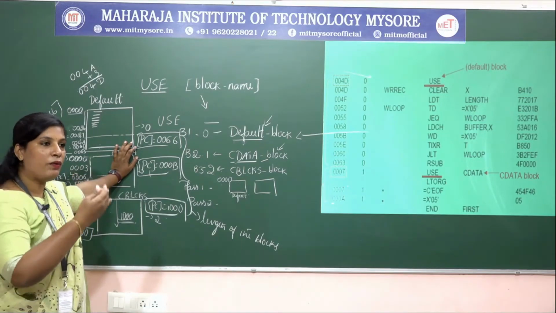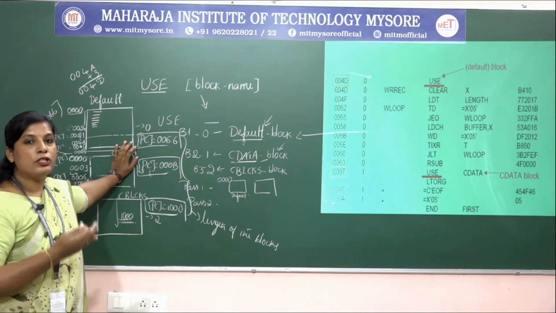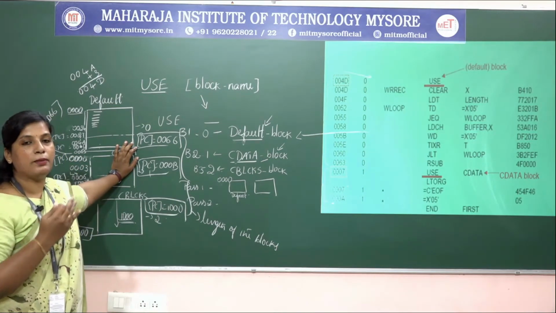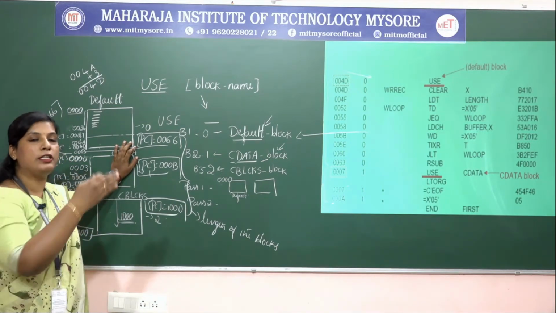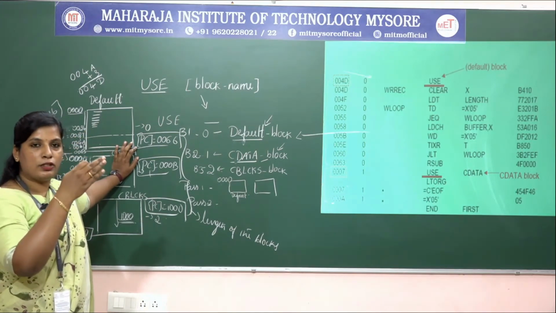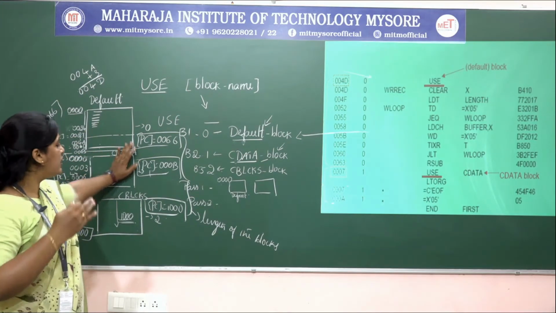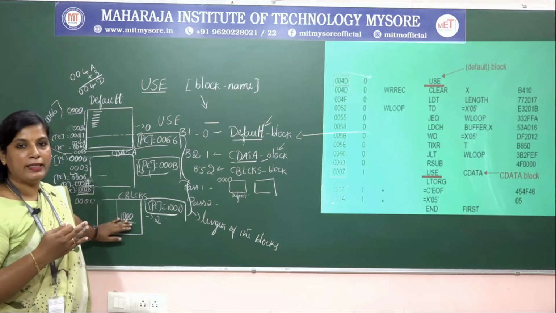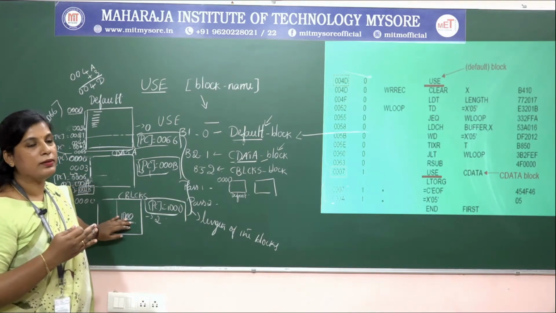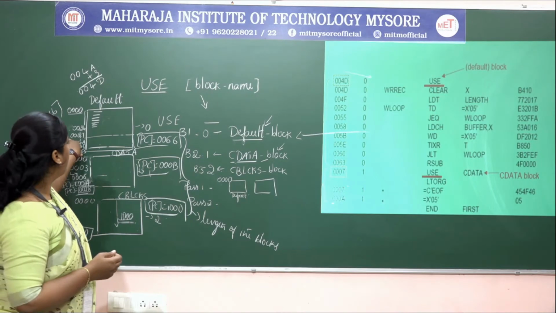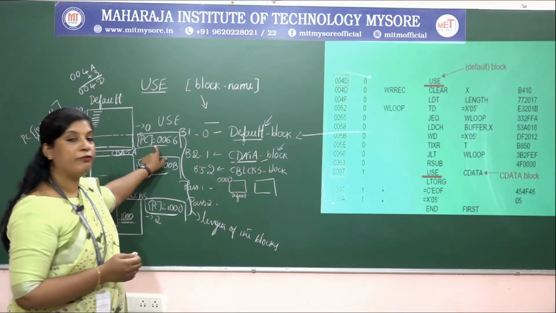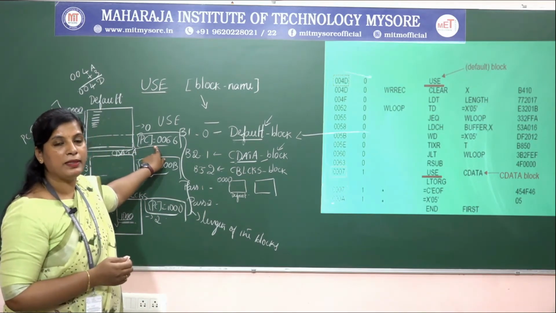Once all the blocks have been created, it is going to reorganize the program in that manner. First it places the default block, followed by the C data block, followed by the C blocks block, like that. Whatever the current value of the program counter is for each and every block will be considered as the program block's length.